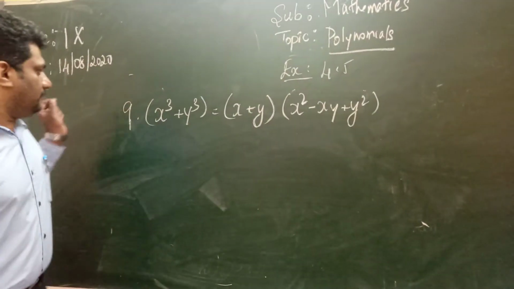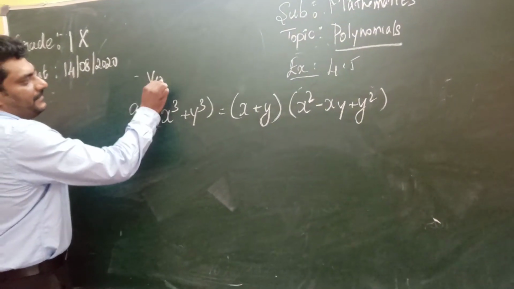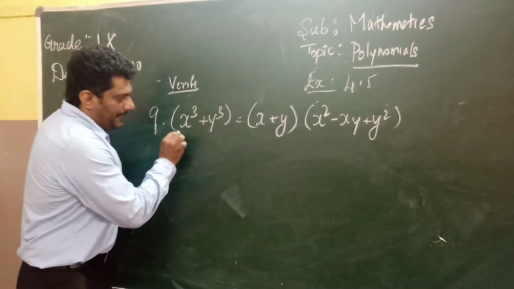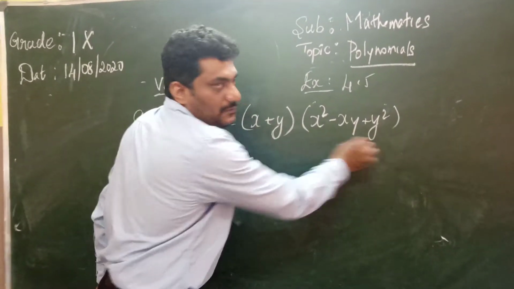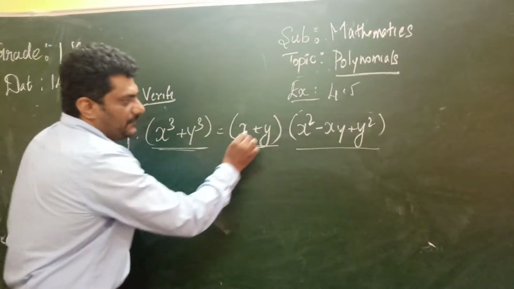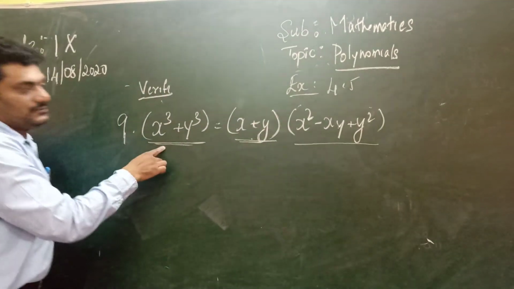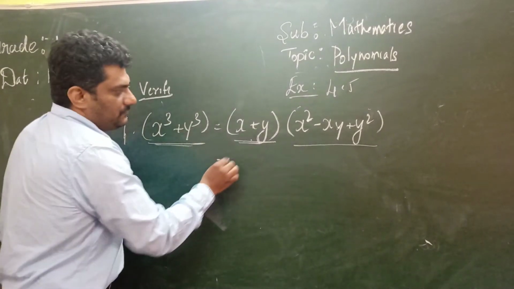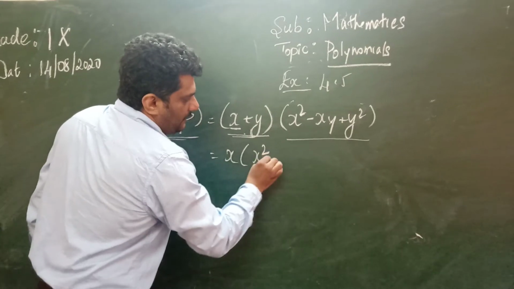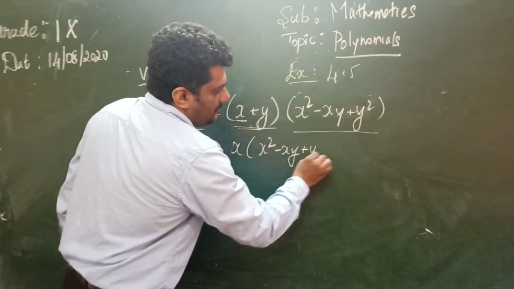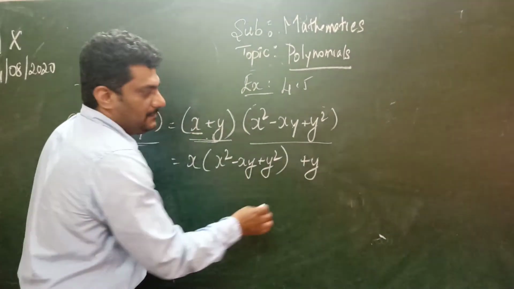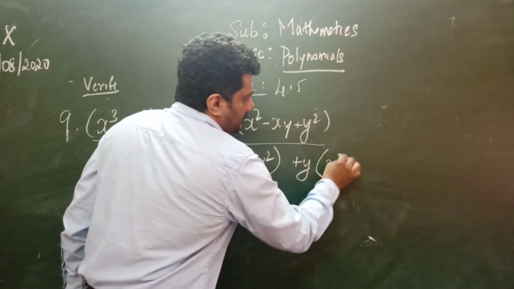Now the 9th problem is verify. Verify means we just have to check that this is equal to this one. Now here I have two terms, this one and this one. So when I multiply these two, do I get this result? Let's see. First you multiply this x with x squared minus xy plus y squared. And then here you have plus y multiplied with all these terms once again.